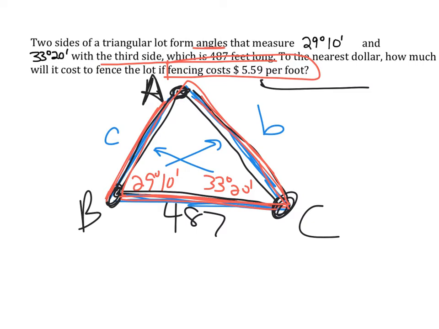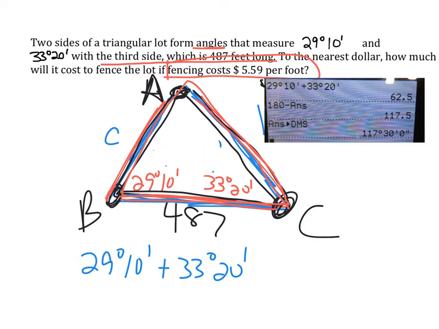So let's try to go about seeing which of the three trig rules we're going to be using. First, we look to use SOHCAHTOA to see if there's a 90-degree angle, and here they give you two angles. They give you 29 degrees 10 minutes plus 33 degrees 20 minutes. We're going to add them up and subtract from 180 to see what the third angle of the triangle is. So here the third angle of the triangle is 117 degrees and 30 minutes. So SOHCAHTOA we can't use because there's no 90-degree angle.